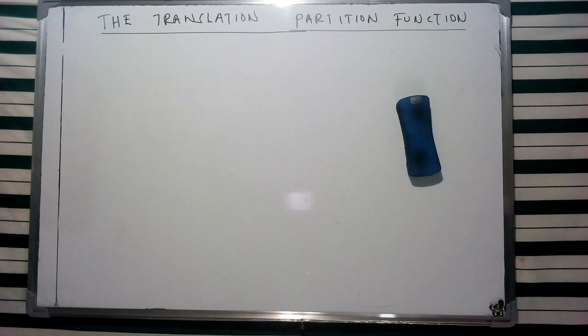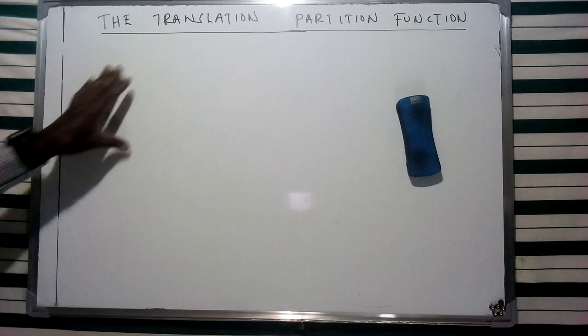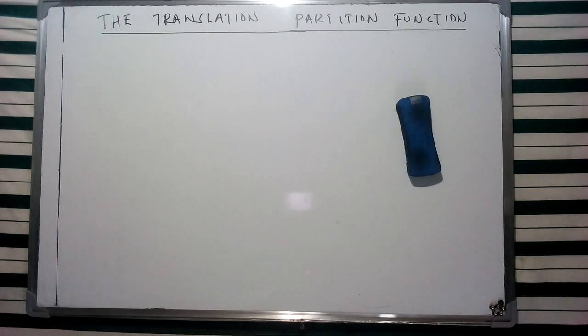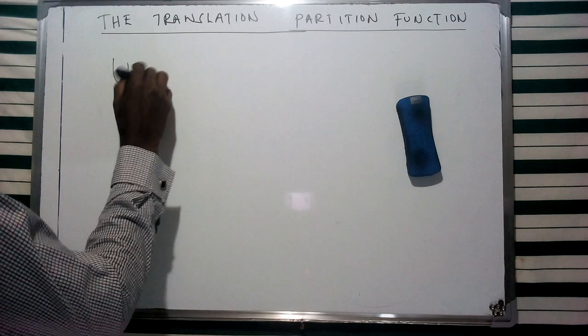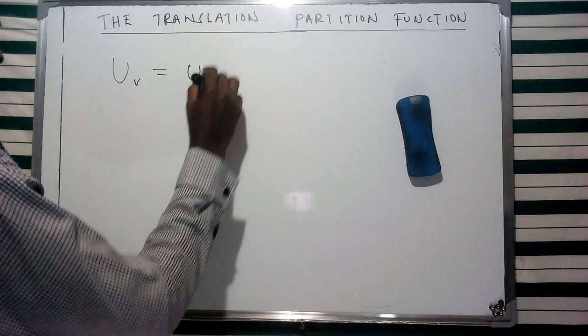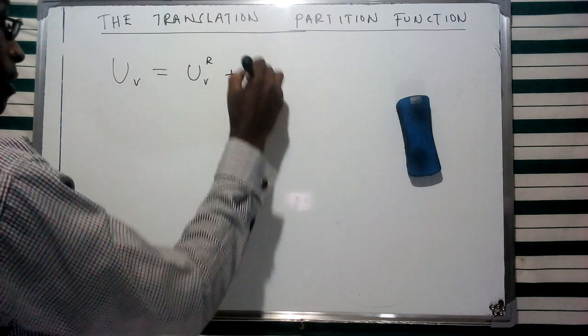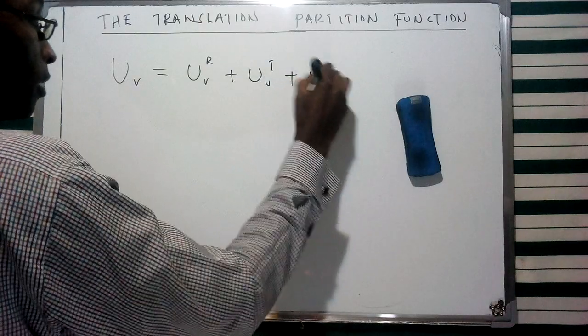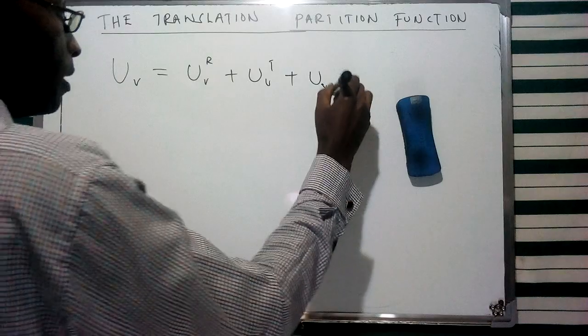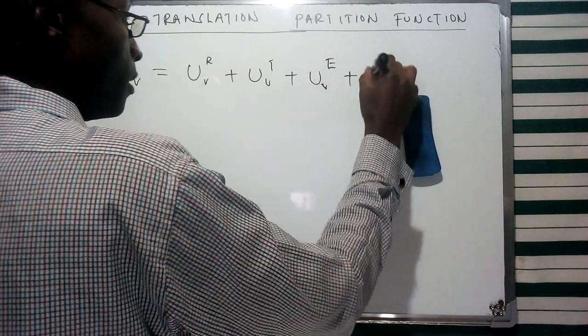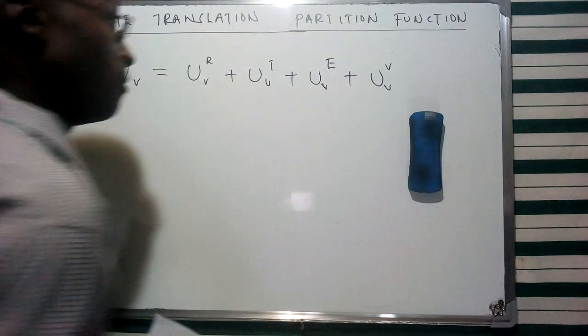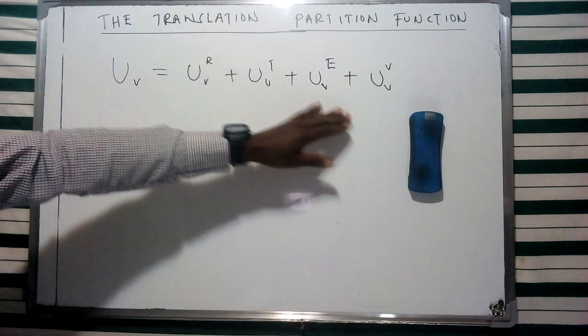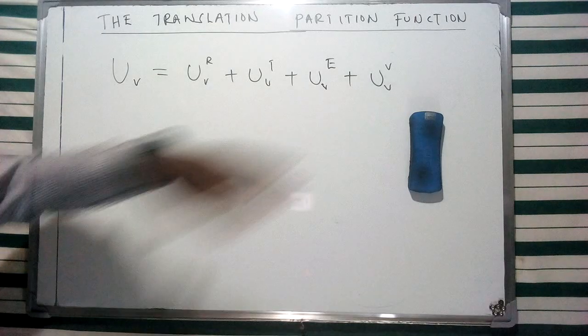So today we're going to look at the concept of the translation partition function. This is one of the aspects of the energies which we described in our previous videos on the various types of energy states for a molecule. We mentioned that the general description for the energies of a molecule can be given in terms of U rotation plus U translation plus U electronic plus U vibration, as the various states in which the energies of a molecule can be described.